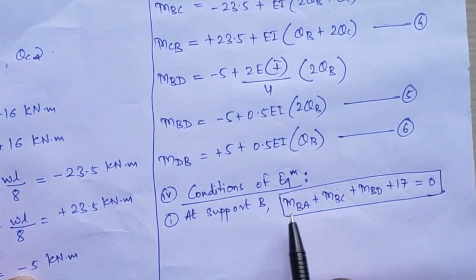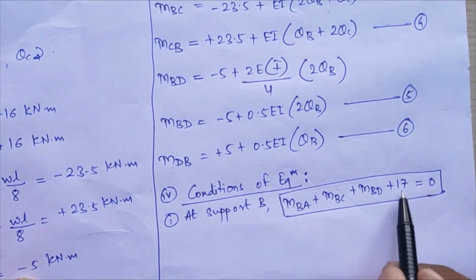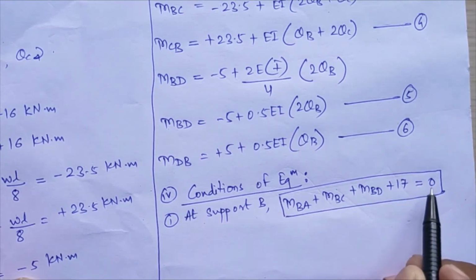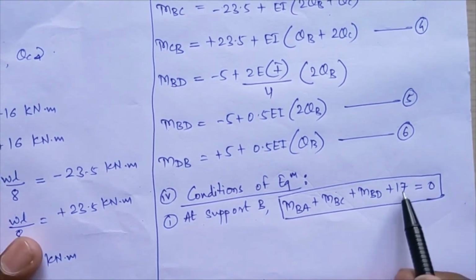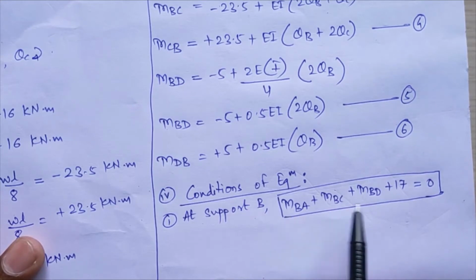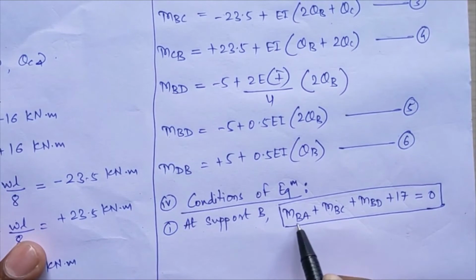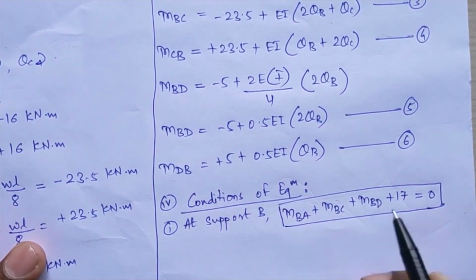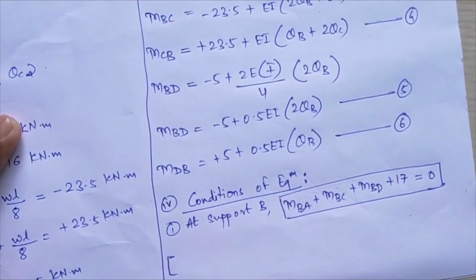The members acting BA, BC, BD, the cumulative moment of all those 3 members plus this concentrated moment 17 shall become equal to 0. If this moment is not acting here, it will not be considered. Just simply you have to consider MBA plus MBC plus MBD equal to 0. So here what I have to do? I have to substitute the equations of those 3, BA, BC and BD.